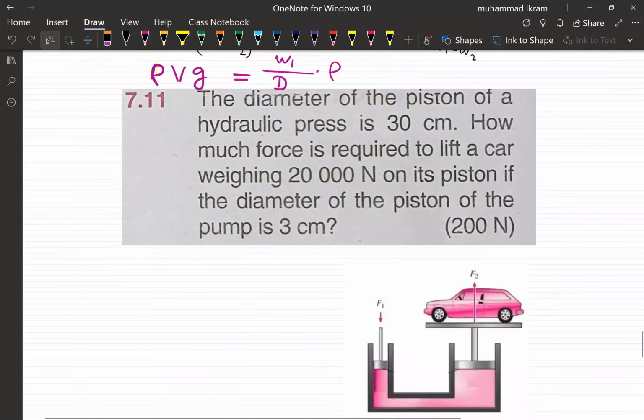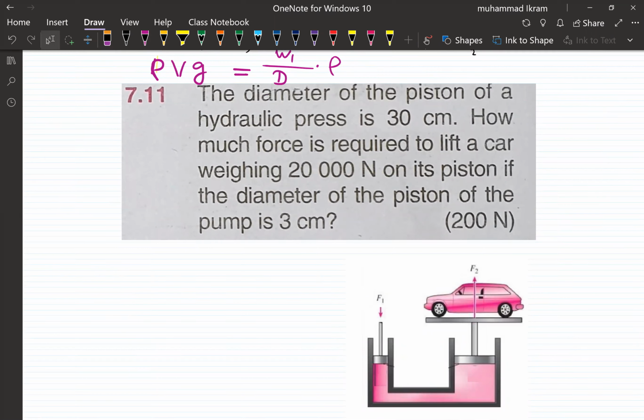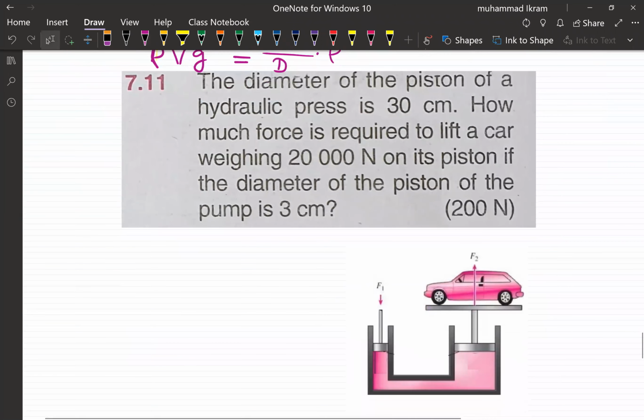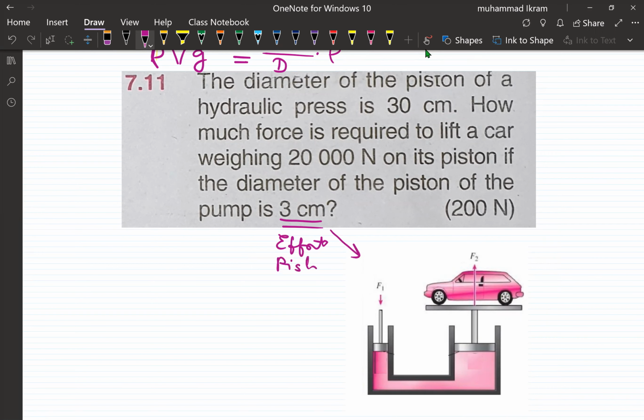The next one: they are telling you that the diameter of the piston of the hydraulic press is 30 centimeters. How much force is required to lift a car weighing 20,000 Newton on its piston if the diameter of the piston is 3 centimeters? So this is actually the effort piston. The diameter of the effort piston is given, and I will denote it by a small d. That small d is 3 into 10 raised to the power minus 2 meter. And then of course there is the diameter of the load piston, D. This one is D, and this one is small d.